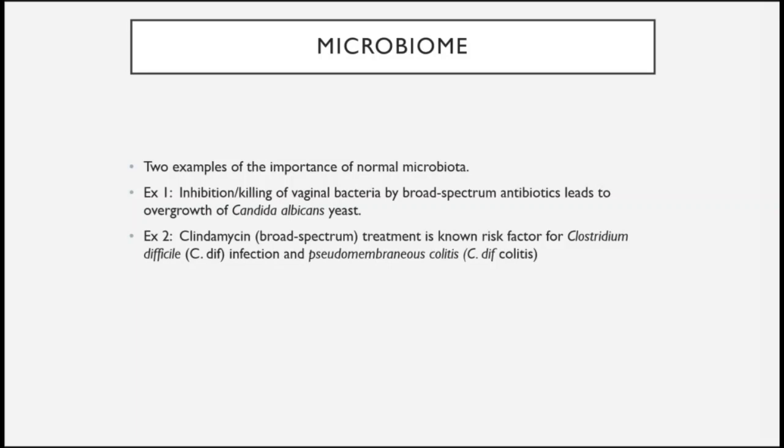Here are two examples showing the importance of the normal microbiota. The first is taking broad-spectrum antibiotics, leading to inhibition or killing of vaginal bacteria. This can cause the overgrowth of the fungus Candida albicans, and this will lead to a yeast infection. The second example is taking another broad-spectrum antibiotic, such as clindamycin, which can lead to the inhibition or killing of your normal microbiota in your GI tract.